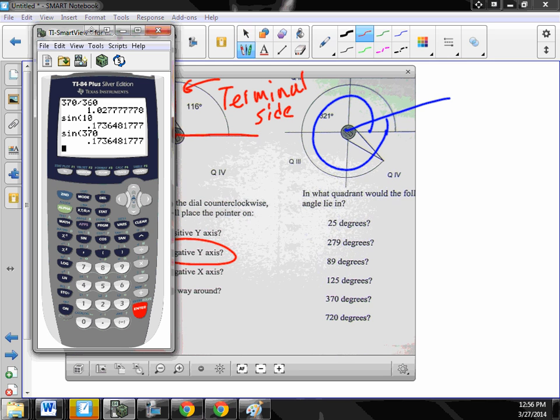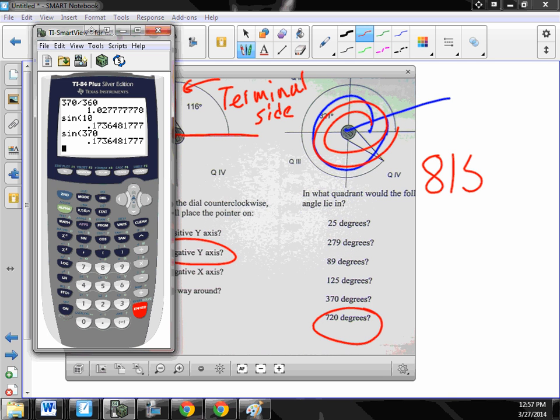What about this 720? So which quadrant? Well, we know it's 2 full rotations. Which quadrant is that in? Between 1 and 4. It's not in either of them. It's between 1 and between 4. So I have a question. What if I give you a really big angle? 815. How are you going to figure out where that lands?